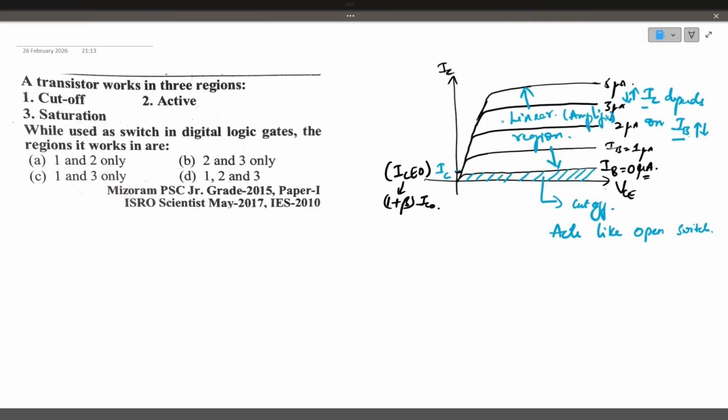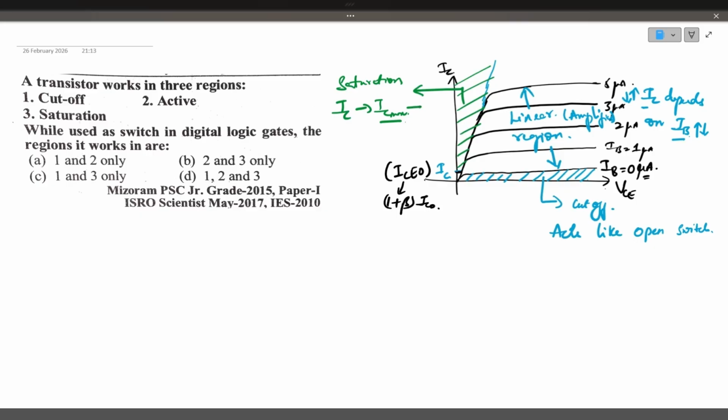When the input base current goes beyond a certain value, beyond this cutoff value, then the transistor will enter into the saturation region. This entire thing is the saturation region. In this saturation region, the IC flowing will be IC max. Maximum saturation current will flow. That is the maximum collector current this transistor can draw.